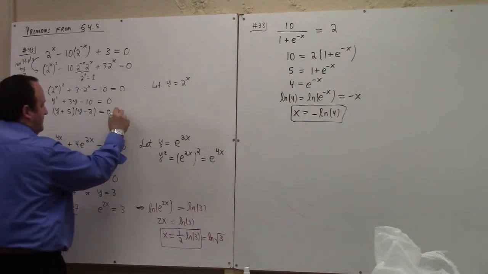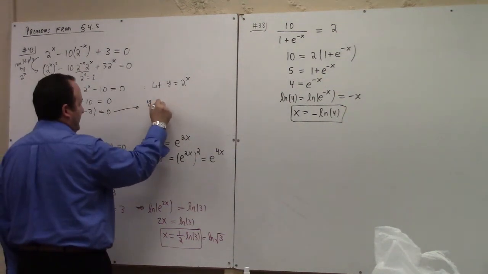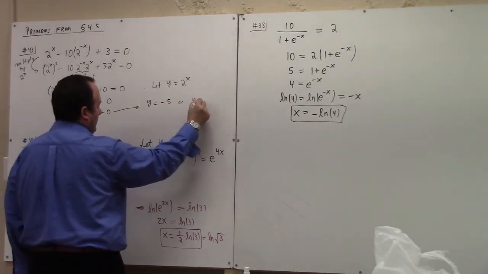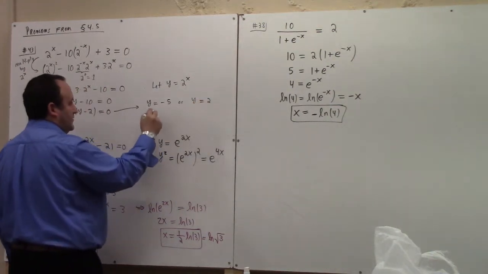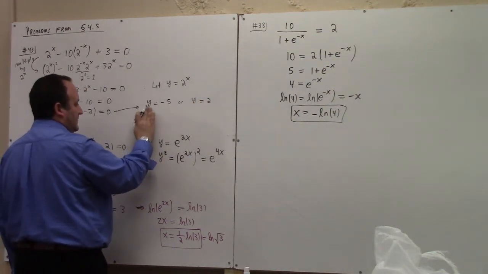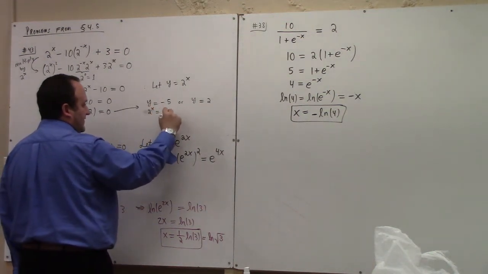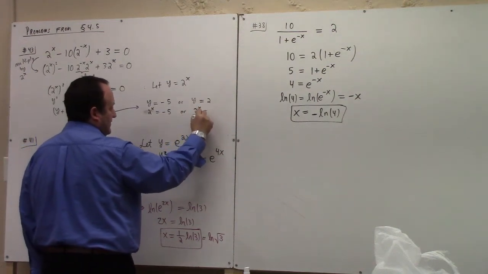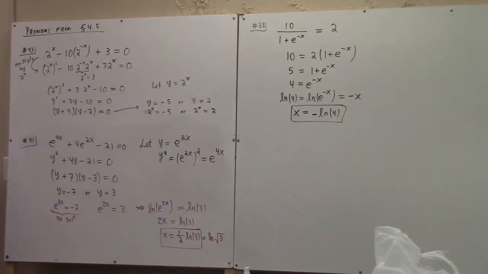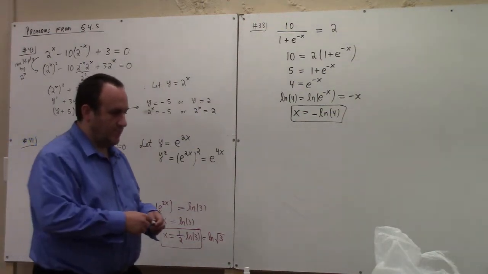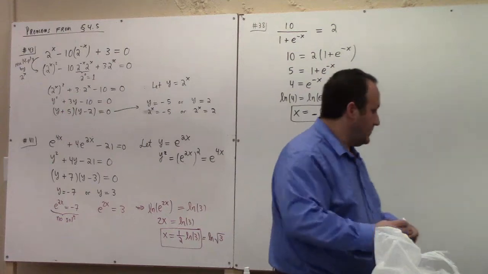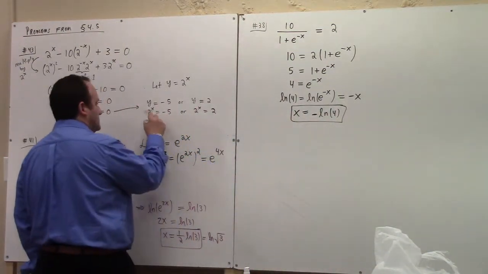So that tells me what? y equals minus 5, or y equals 2, which is to say that 2 to the x equals minus 5, or 2 to the x is equal to 2. But there's no solution to the negative one, right? No solution.